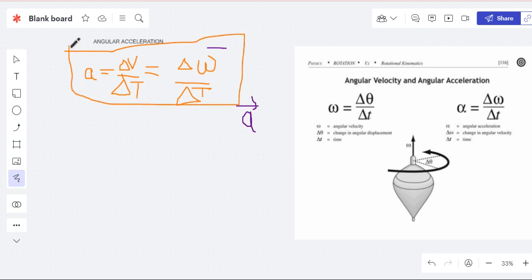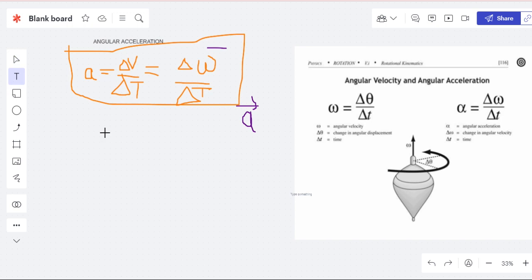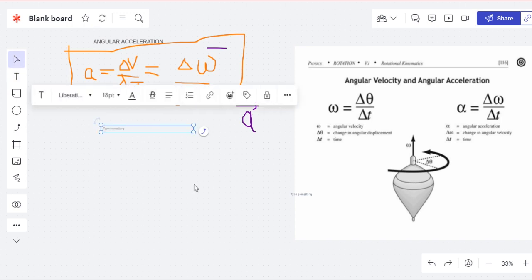Now, there are basically two types of angular acceleration. The first one is instantaneous angular acceleration, and the second one is average acceleration. So what is instantaneous acceleration and average acceleration?